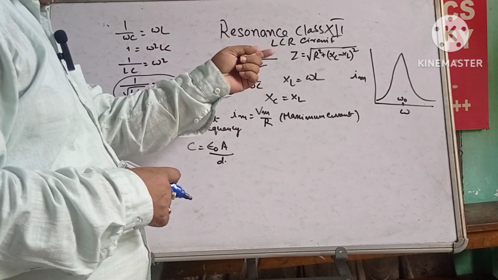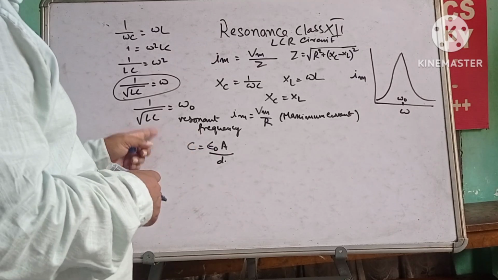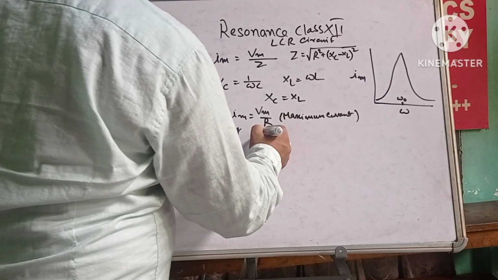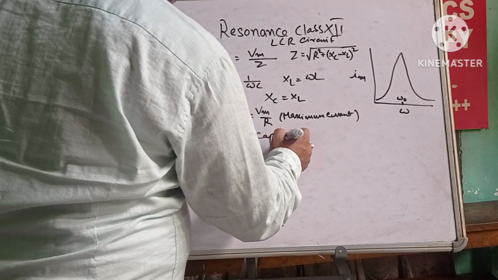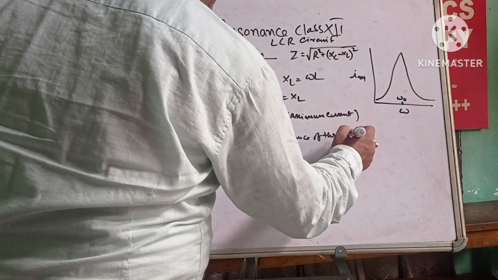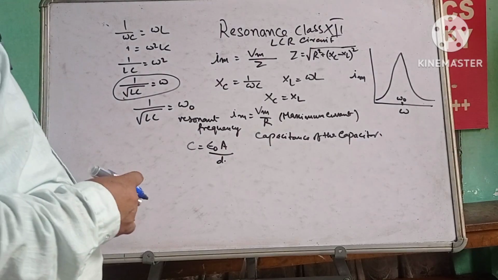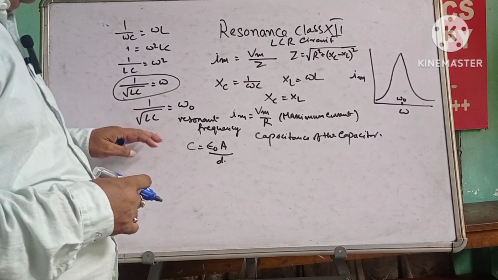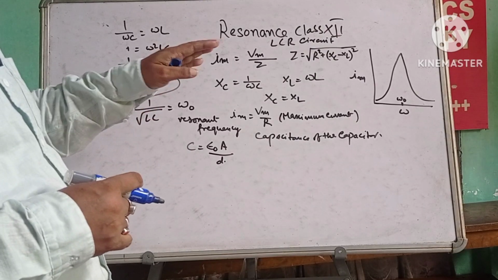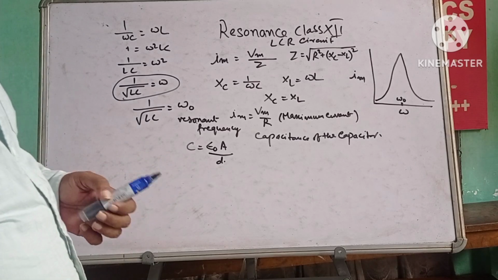So we can change the frequency of the circuit by changing the capacitance of the capacitor. So this is possible. This theory has been utilized in radio receivers. How has this been applied in radio receivers?